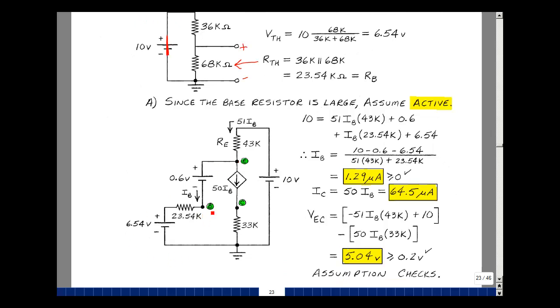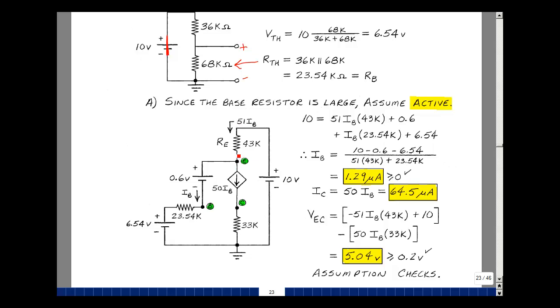Between the emitter and the base, I've got the turn-on voltage of 0.6. Between the emitter and the collector, I've got a current source of beta F IB or 50 IB. Then I've got my emitter resistor, and then I've got my resistor down here in the collector. And the value has been specified as 43K. This current is IB, this is 50 IB, so this is 51 IB.